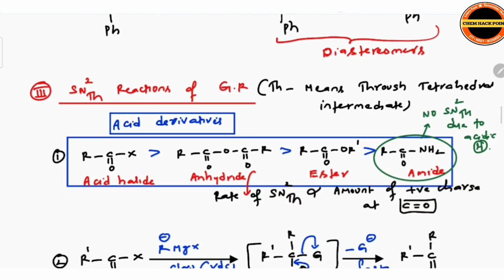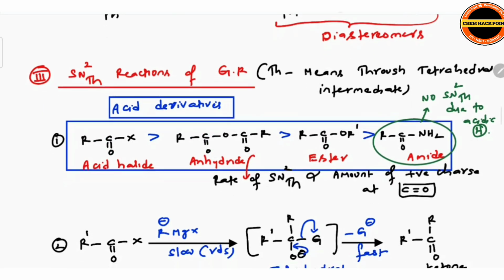SN2TH reactions of Grignard reagent. SN2TH means through tetrahedral intermediate. Like acid derivatives: acid halide, anhydride, ester, amide. These compounds show SN2TH, the reaction passing through a tetrahedral intermediate. So you see the general formulas. The rate of SN2TH is directly proportional to the amount of positive charge at CO. Same as above, here you have to show the positive charge at CO.